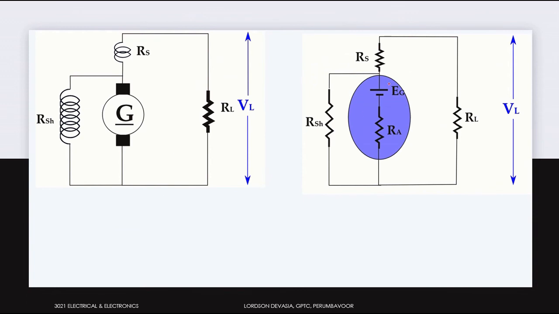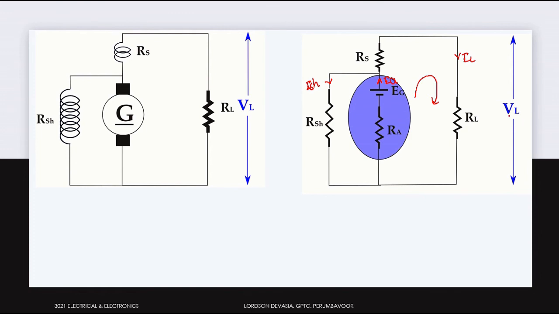We can mark the currents. This is the current through the armature, IA, the armature current. This we can write as IL, and this we can write as ISH. For writing the equations, apply the Kirchhoff current law.